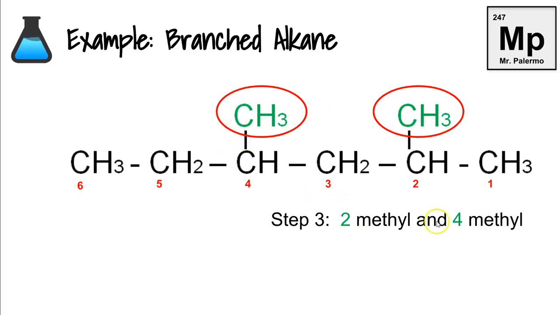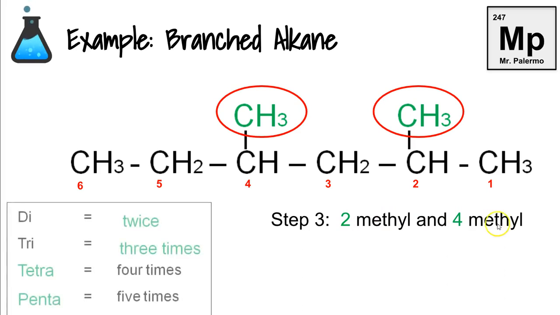So it's 2-methyl and 4-methyl. But we don't like to repeat the same word twice. What we can use is something like di. So we can say 2,4-dimethyl. Di meaning two methyl groups. One's on the second carbon as we have here, and one's on the fourth carbon as indicated by this number. So every branch always gets its own number, even if they're on the same branch.